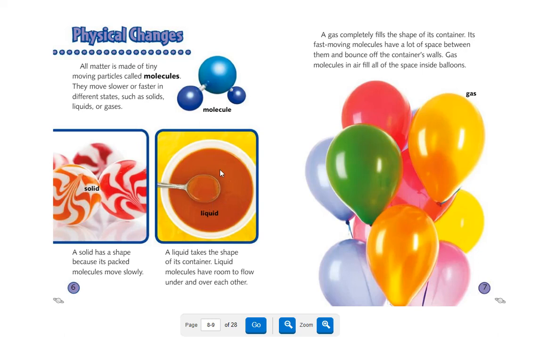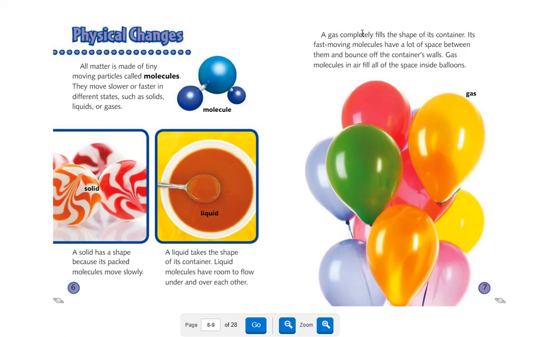Looking at a liquid though, like this tomato soup right here, a liquid takes the shape of its container. Liquid molecules have room to flow under and over each other. If you were to zoom in on the molecules that make up that soup, you'd see that the molecules are not as tightly packed as they are in the solid. There's a little more room in between them. They're able to kind of flow in and around each other. Therefore, that makes a liquid able to flow around the way it does.